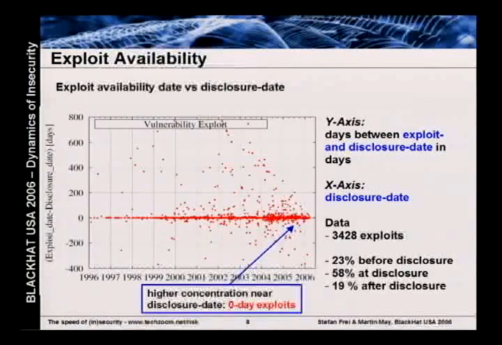Okay, the same plot for the availability of exploits. When we look at this graph, we clearly see that exploits are available well before the disclosure and even well after the disclosure of vulnerabilities. And the other thing that we see is increased density over the time from 96 to 2006 around the disclosure date. So the big game is really around the disclosure date.